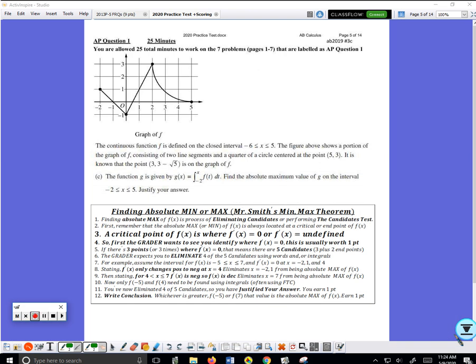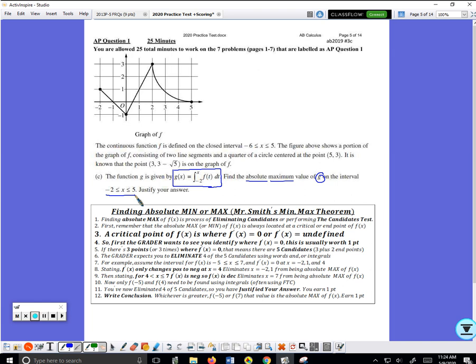Okay, the function g is given by this formula. Find the absolute max. Remember, if they just say max, it means absolute max. If they mean relative or local max, they have to say relative or local max. So, absolute max of g on the interval -2 to 5.